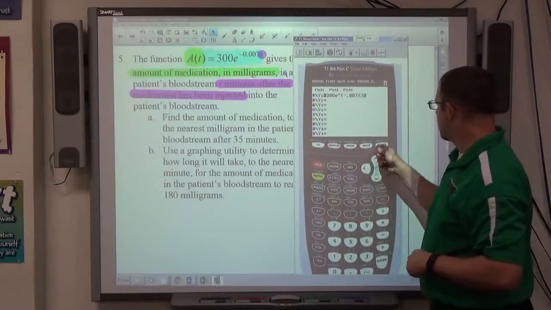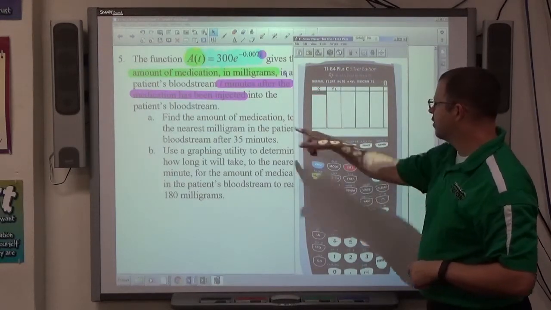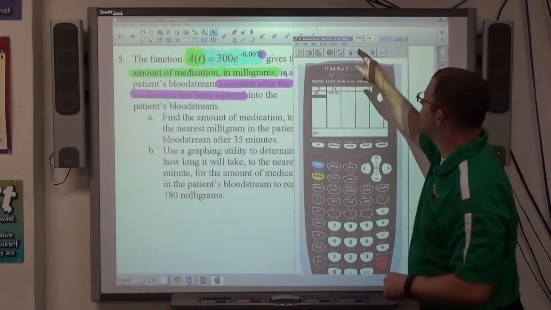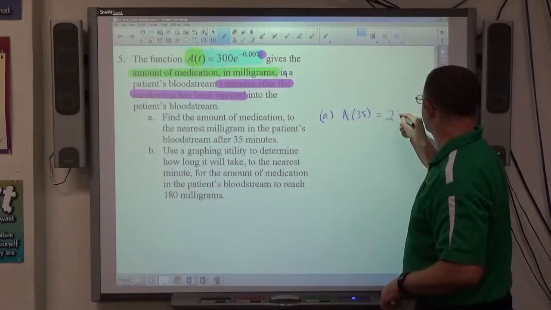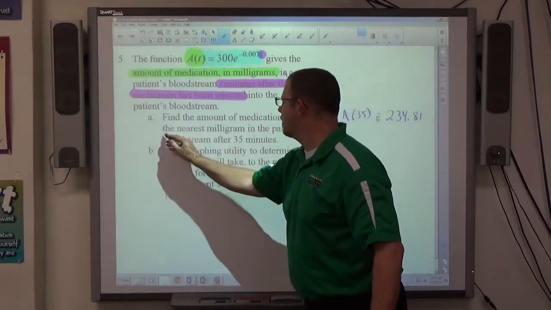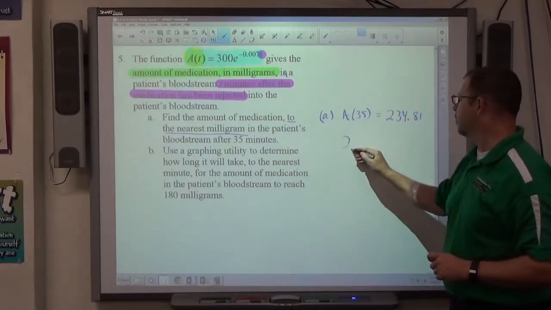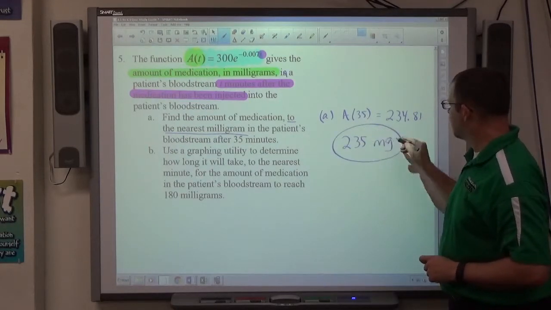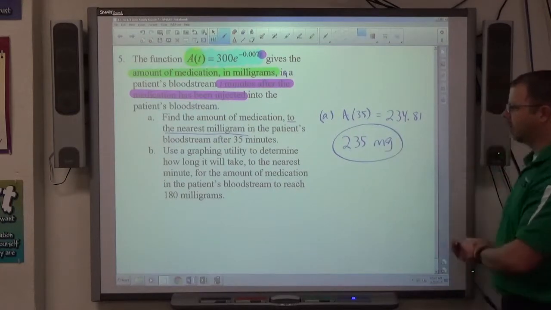Okay, for the sake of my calculator, x is representing the time, y is representing the amount of medication. Go over to my table, delete out stuff that's in there. Again, my concern is at 35 minutes, and it's 234.81. The question says to the nearest milligram, so that's what it comes out to on my calculator, so what I'm going to put is 235 milligrams.